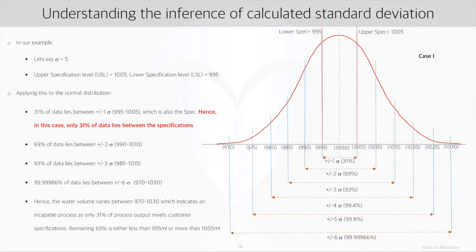So in this case, where standard deviation is considered at 5, only 31% of the process output complies with the customer specifications of 995 to 1005. Remaining 69% is either less than 995 or more than 1005. Either way, it's not complying to the specifications. Now this is the advantage of Six Sigma as a metric.